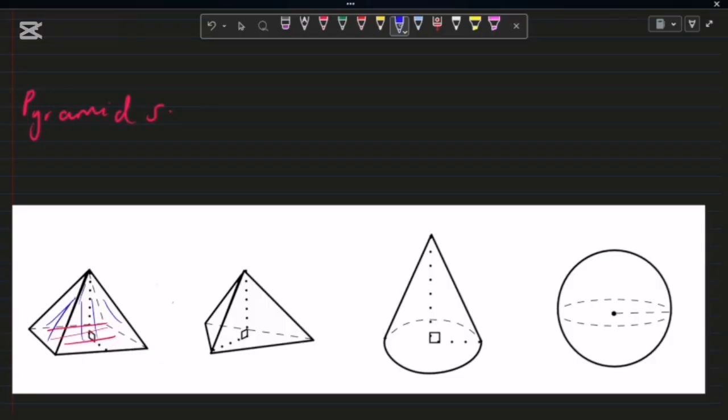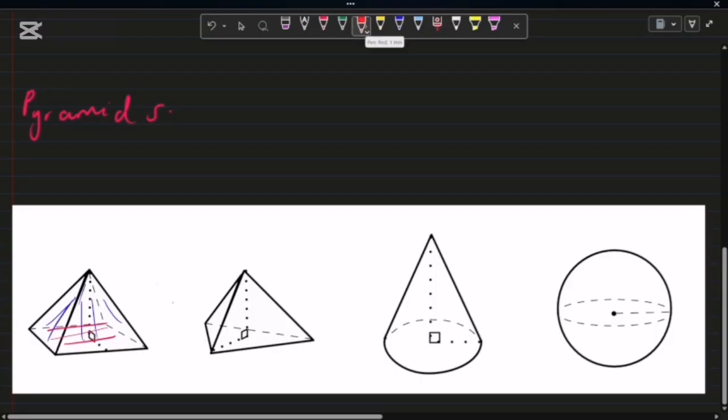Let me repeat. A pyramid is a three-dimensional object whereby we have the base, but all the faces that are connected to the base are not perpendicular to the base. In other words, the angle between the faces and the base is not 90 degrees. As we can see, the angle over here is not equal to 90, it's less than 90.